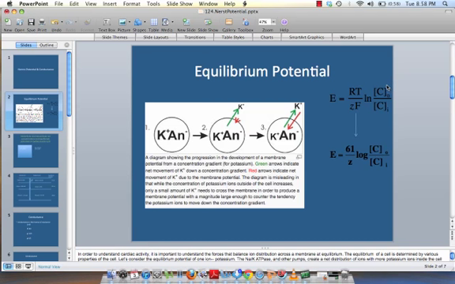Since the sodium cations are more outside the cell than inside the cell, the Nernst potential for the sodium ion will be a positive number. And since the potassium ions are more inside the cell than they are outside the cell, the Nernst potential for the potassium ion will be a negative number.